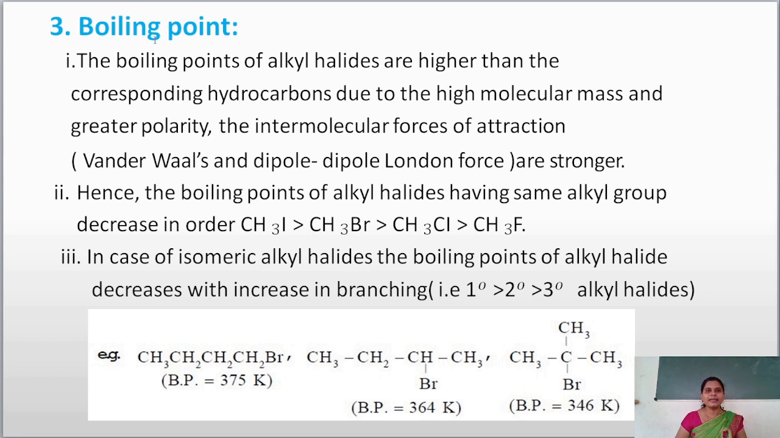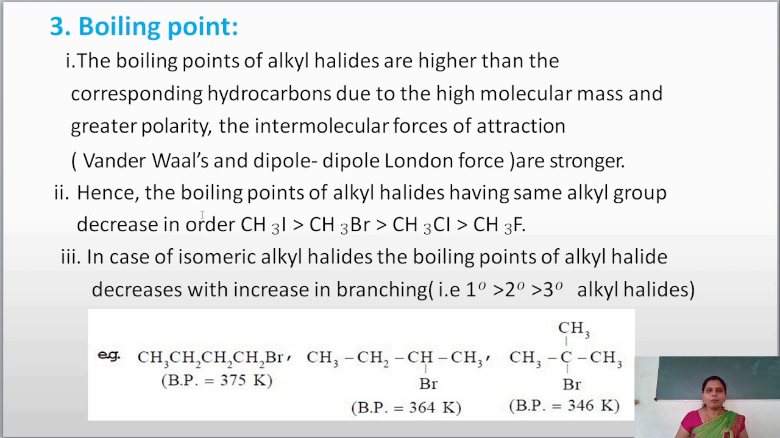Third is the boiling point. The boiling point of alkyl halides is higher than that of the corresponding hydrocarbons due to high molecular mass and greater polarity. You know that boiling point increases as the molecular mass increases. So the boiling points of alkyl halides are greater than hydrocarbons, and because of greater polarity, the intermolecular forces of attraction are also stronger.